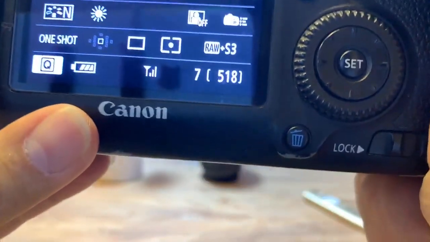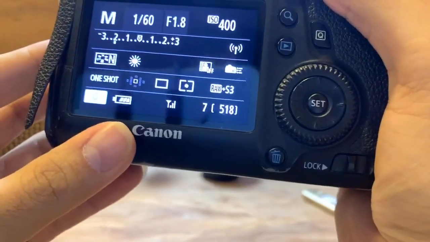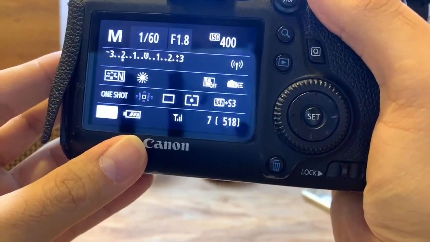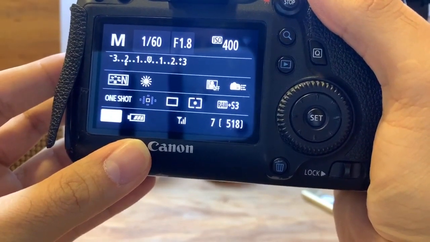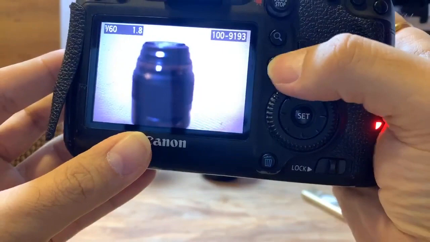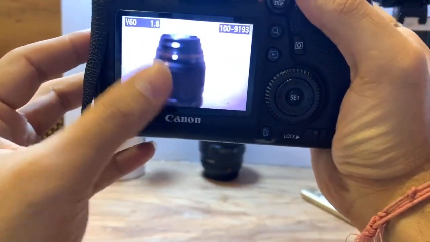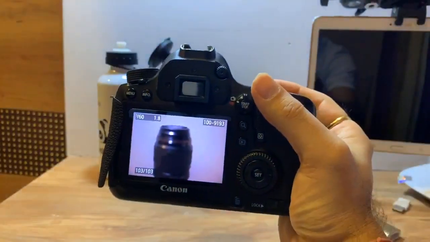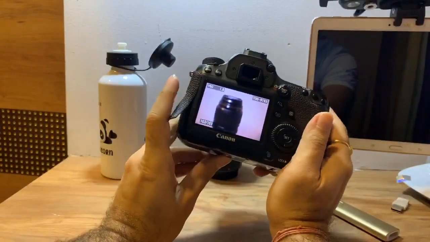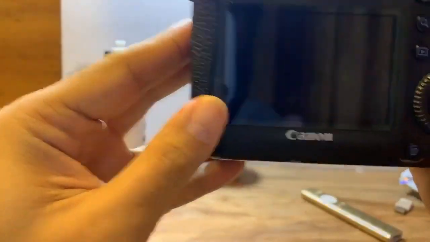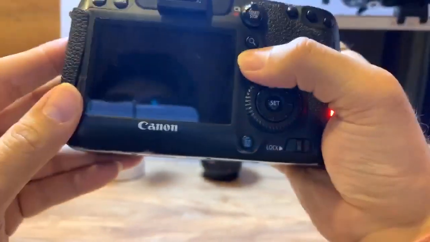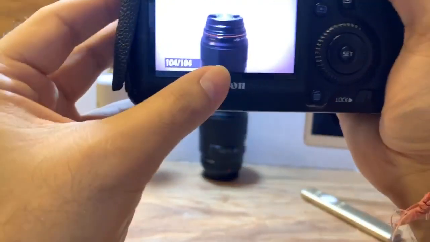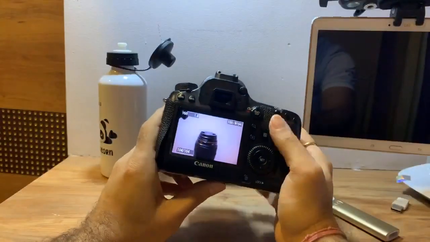But if I keep the same settings and I try to focus on my lens, which is a black subject, see, it's showing an underexposure, that is on the minus side. I have not changed the settings, but it is telling me that my subject will be underexposed. I'm not talking about the background. I'm talking about my subject over here. So it's going to tell me that my subject is underexposed.